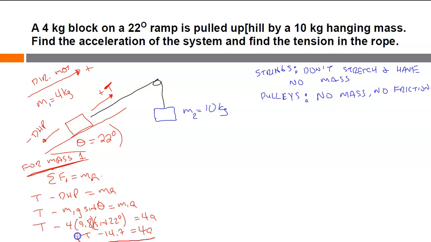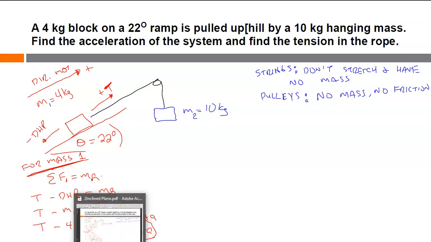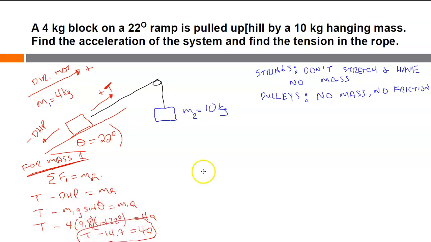Let's put a little circle around that for the moment, because that's about as simple as we can get that thing. And notice I can't solve it. There's two unknowns, T and A. I can't solve that equation. It's correct, uphill positive, downhill negative, but there's two unknowns, so I can't do anything.